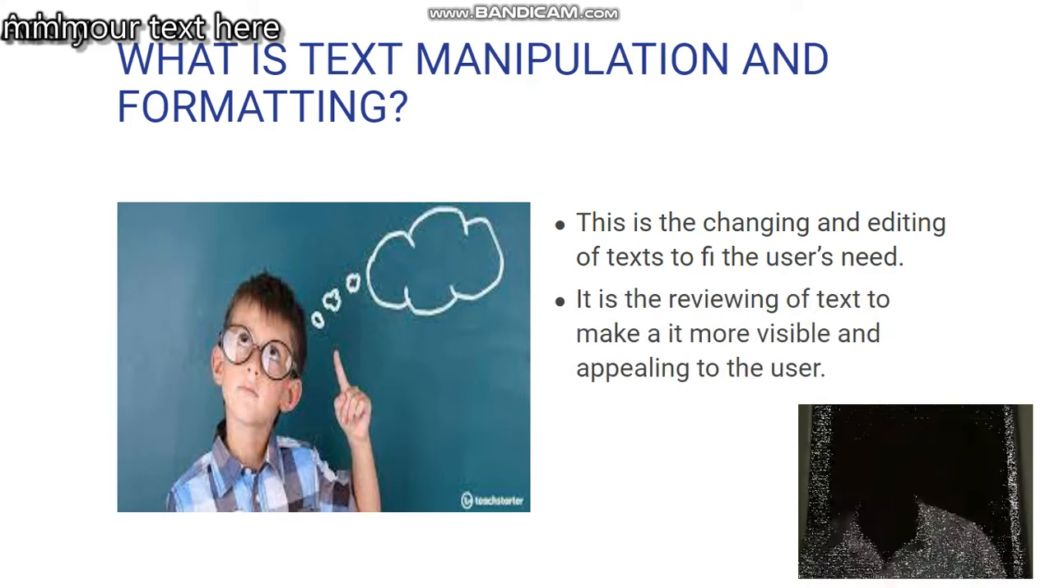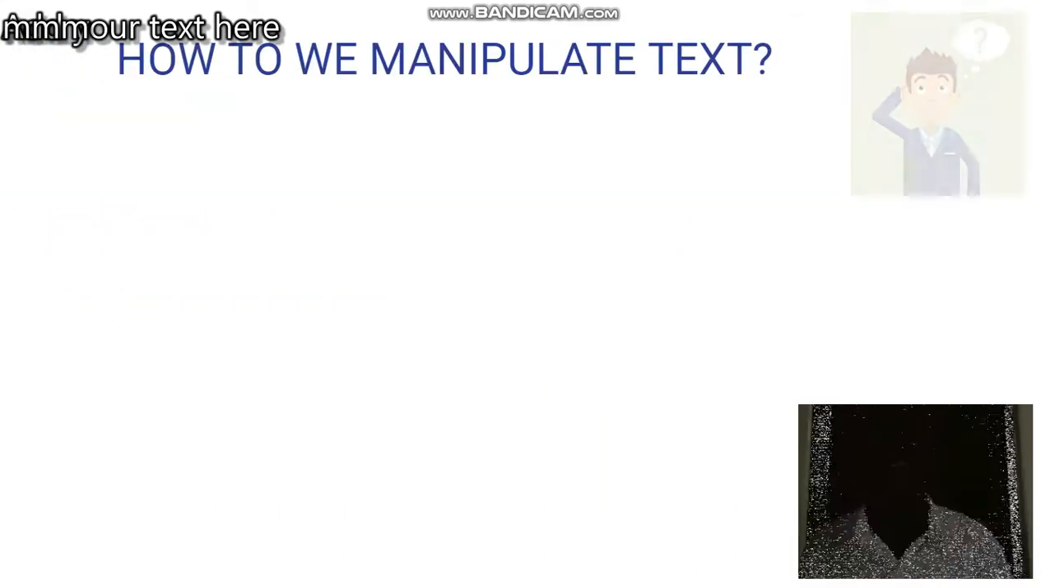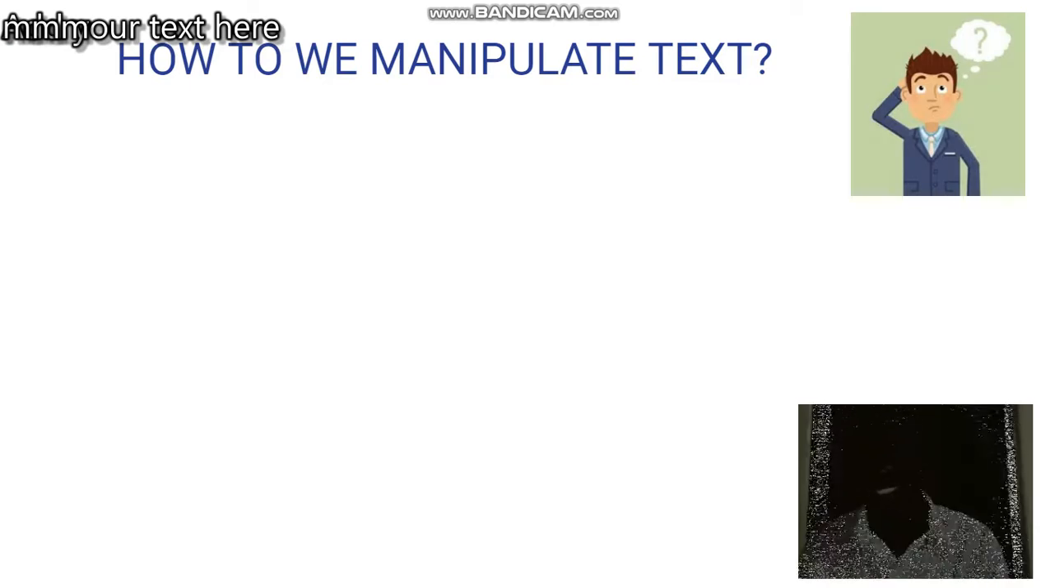In another way, you can also say it is the reviewing of the text to make it more visible and appealing to the user. If you want to make the text more appealing, for example, you want to change its font size, or the font type, that's how you manipulate text. You want to put it the way you want it to be. Now, how do we manipulate text? That's the question we need to ask ourselves.